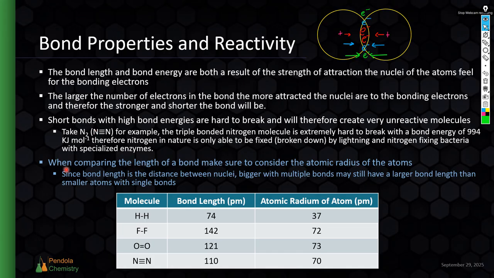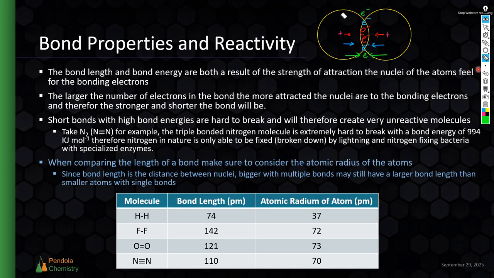So now we do need to keep in mind, this is only because we're talking about nitrogen by itself. That's why nitrogen is so unreactive, because the bond energy is really high, thanks to the fact that it has a triple bond. But when we're talking about comparisons, we have to be careful. When we're comparing the bond length, we need to make sure that the atomic radius of the atoms we're comparing are similar. Bond length is the distance between the nuclei.